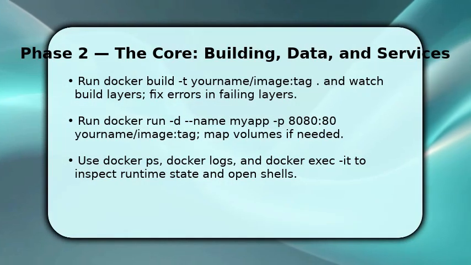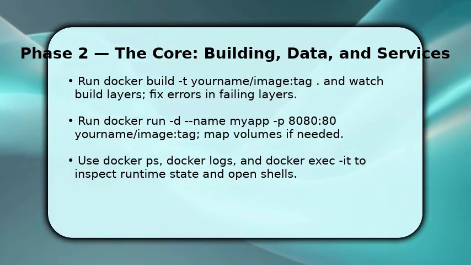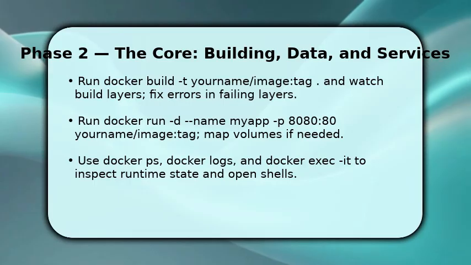You execute docker build with a concise tag, observing each layer for cache hits and failures. If a layer fails, adjust the Dockerfile and rebuild.